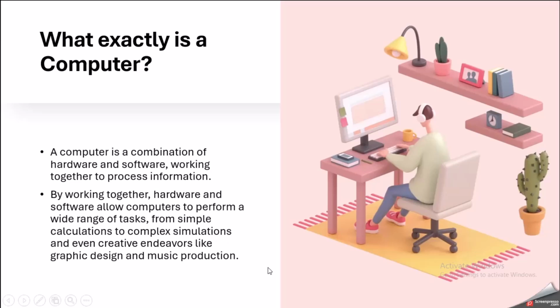So a computer is a very useful machine in today's world, and its uses are going to multiply day by day in the future. So students, this was a brief introduction to what exactly is a computer.